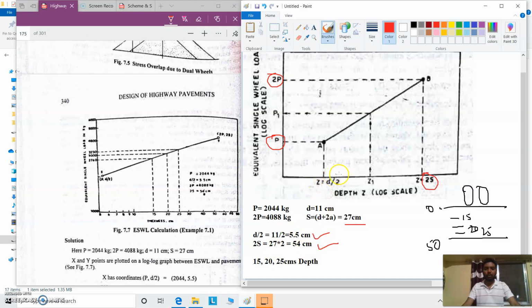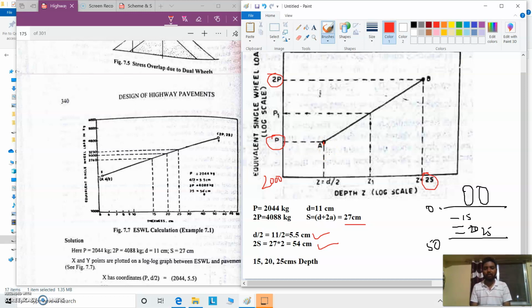The graph is to be plotted for the coordinates of A, and the point is to be chosen where the 2044 kg meets. Let us start here from 2000 kg, and we need to locate 2044 kg at the particular point on the y-axis, and that point is erected to the Z value at 5.5 centimeters, and the point will be located on the semi-log graph. One thing to discuss here is why we have to consider this semi-log graph.